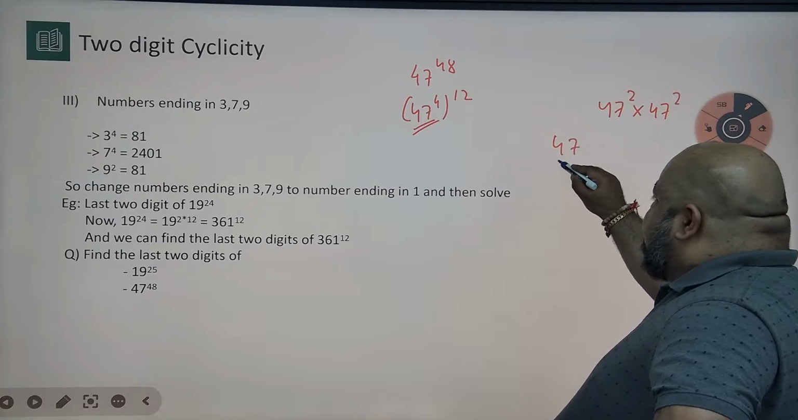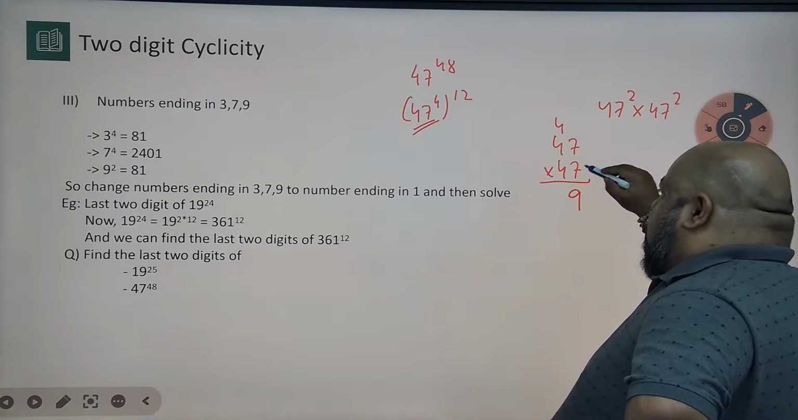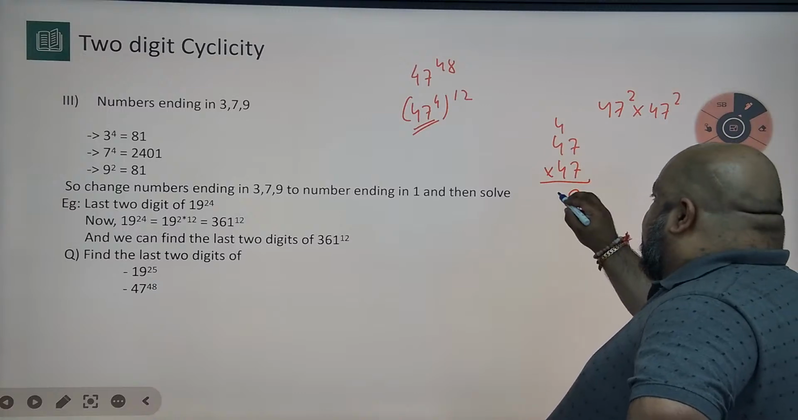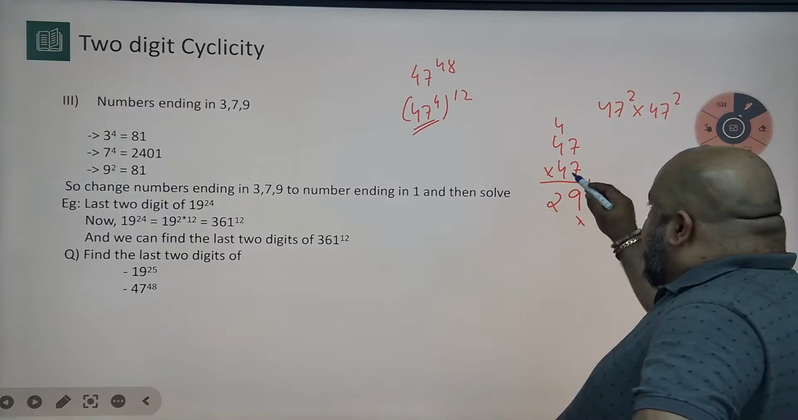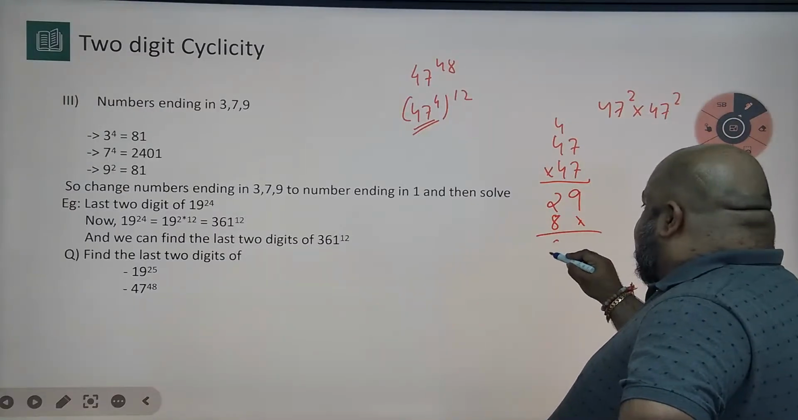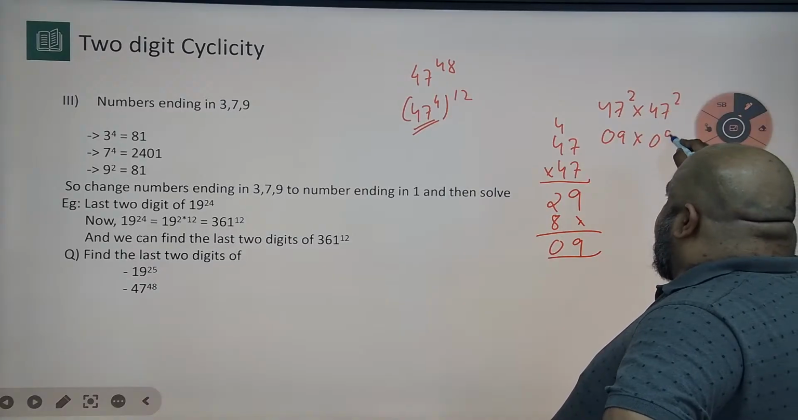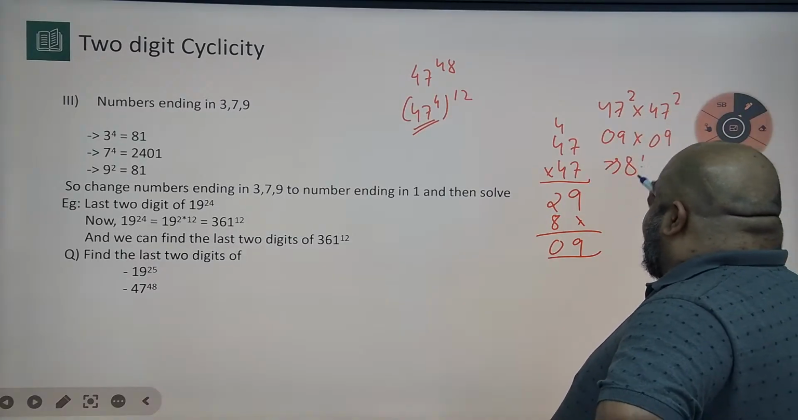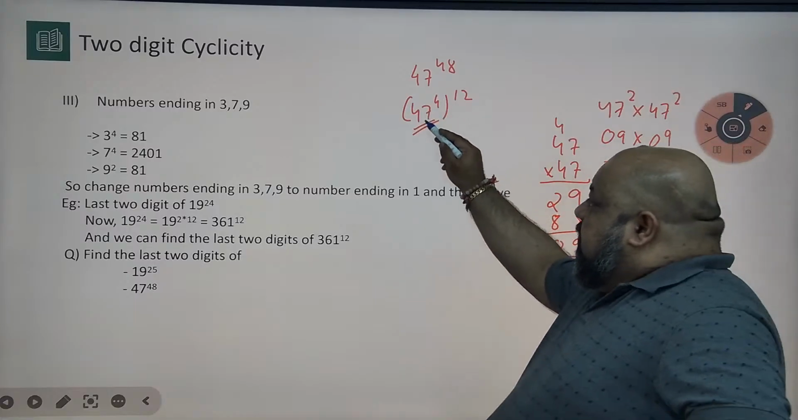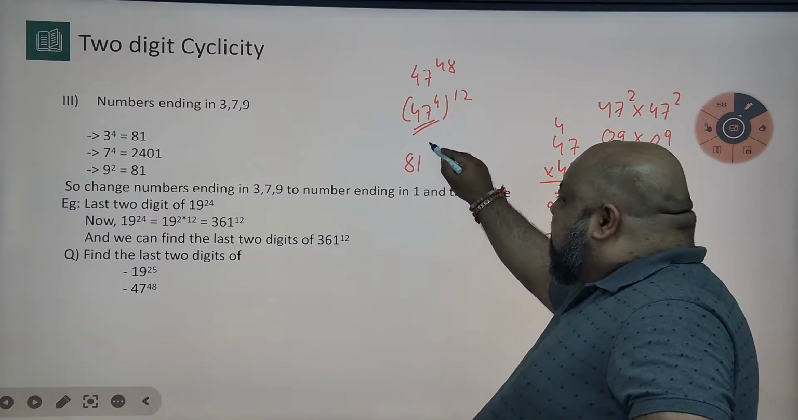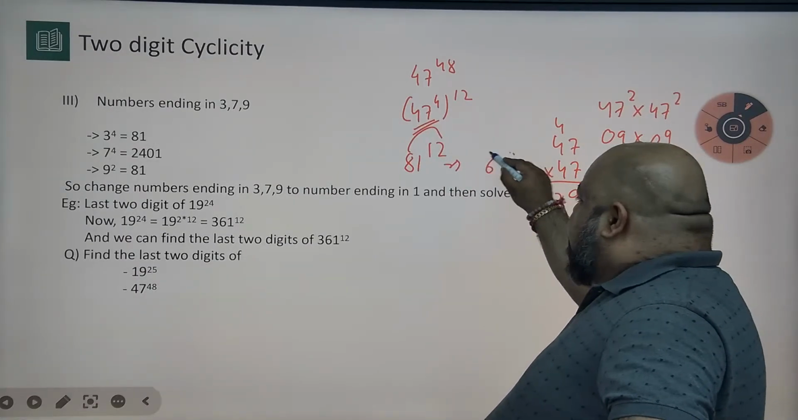47 into 47 ends in 7 7s are 49, 9 carry forward 4. 7 4s are 28, 4 is 32. No need to write anything beyond this. I just need two digits. 4 7s are 28, 0 9. So this ends in 09. This will also end in 09. So the product will end in 81. So I have made one multiplication, the other multiplication. So this ends in 81 raised to power 12. 8 2s are 16. 61 becomes the answer.